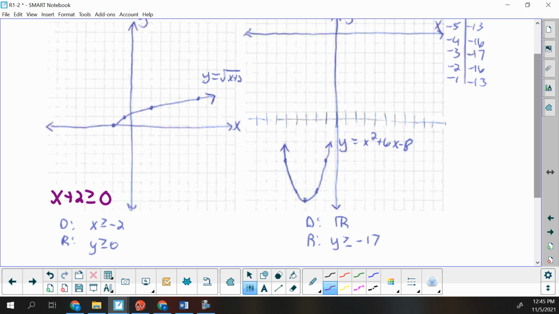Now, for your other one, you probably had to do one of two things. Either extend the grid some or make sure to put your x-axis kind of high so everything can fit. All real numbers should be our domain, and our smallest y was -17, and it goes up forever, so we have y greater than or equal to -17 for the range.